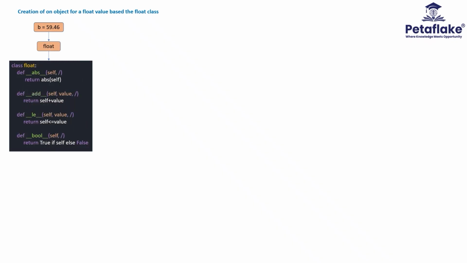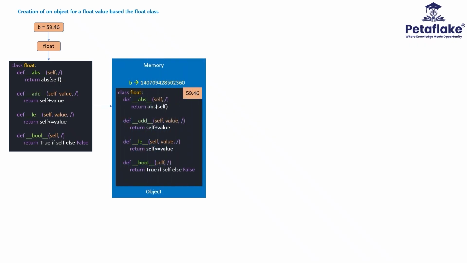Now we will understand how object creation happens when we create a variable with a float value. When we create a variable b equal to 59.46, based on this value, Python automatically understands the data type class for this value is float. To store the value 59.46, Python automatically creates an object based on the float class and the value is stored in the object's memory. We can use the float object created in the memory by executing the methods available in the float object according to our requirement.